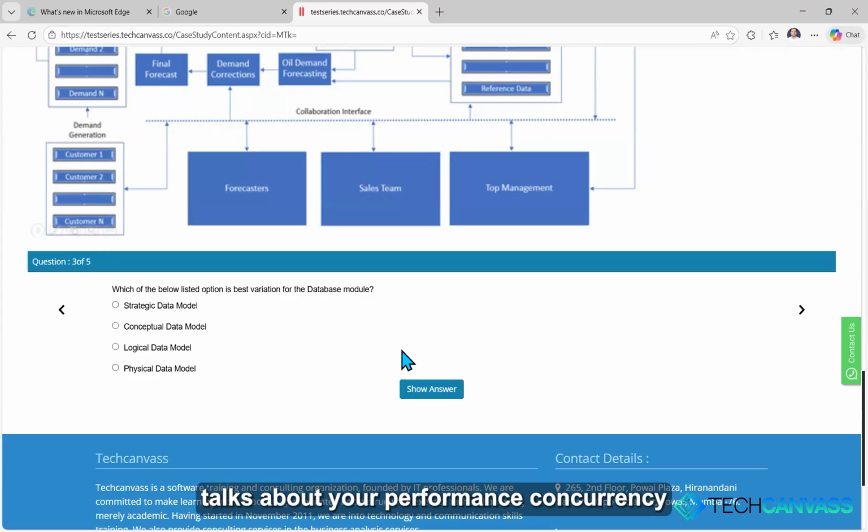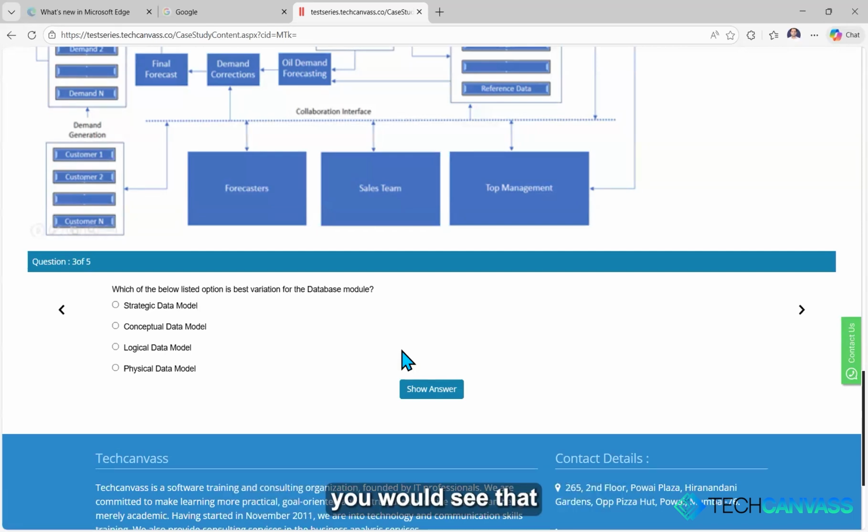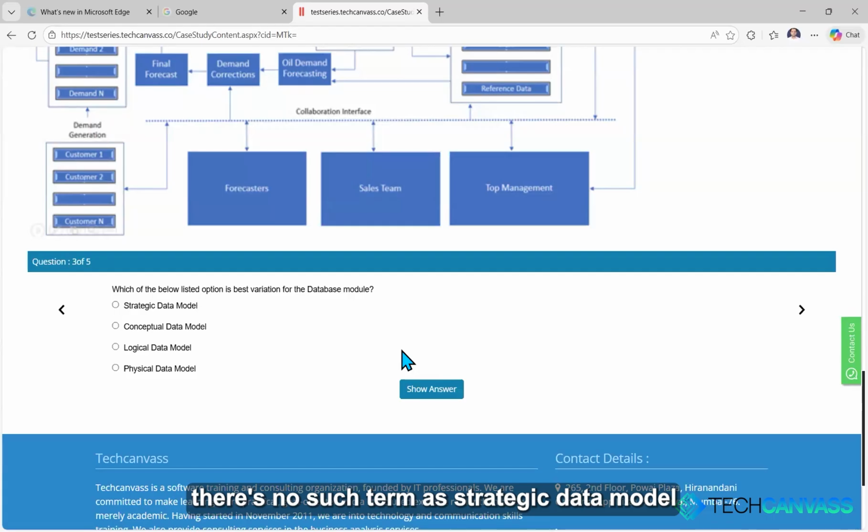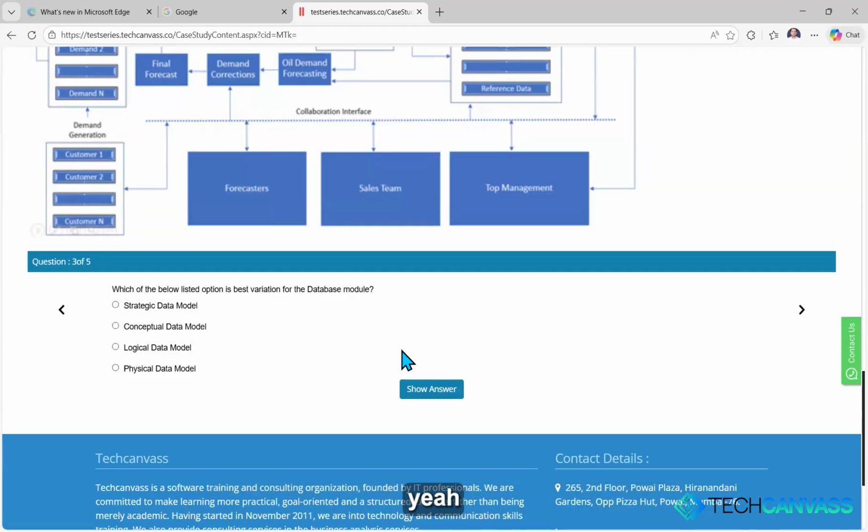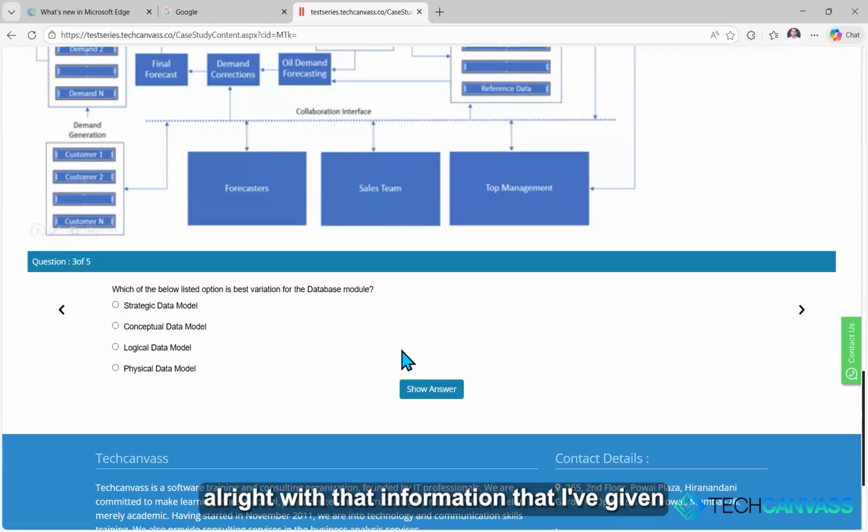And then the physical data model talks about your performance, concurrency, security, and actually creating the table using those commands, create table name with these columns. That's your physical data model. Okay, I've given you the hint. There's nothing called a strategic data model. If you have read BABOK very carefully, you would see that there's no such term as strategic data model. All right, with that information that I've given, what do you think?